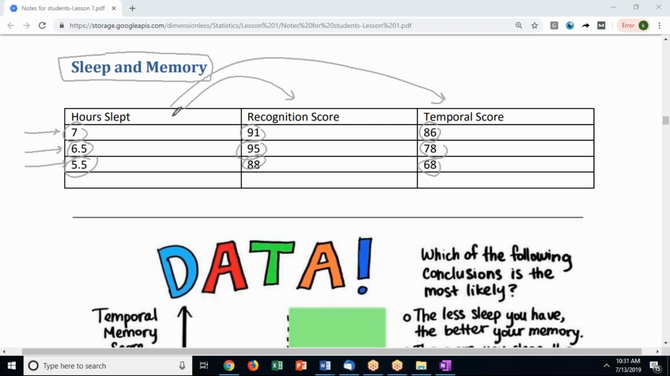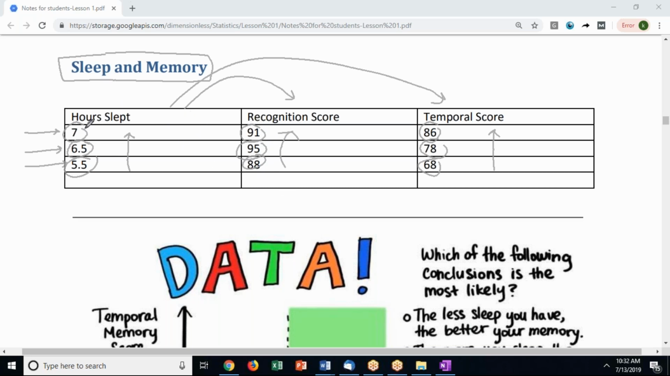As the number of hours slept is increasing, the temporal score is also increasing. What about the other one? No relationship between hours and recognition score. Yes, as the number of hours slept moves up, there does not seem to be a clear relationship. Although we have taken very few data points, that's not enough to take a decision. If we had to decide just based on this data, we would have to say that we cannot conclude that there is a relationship.